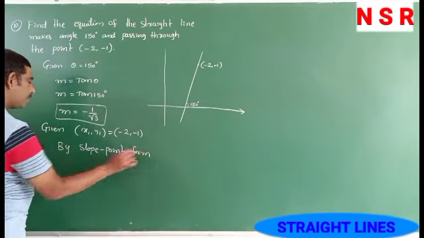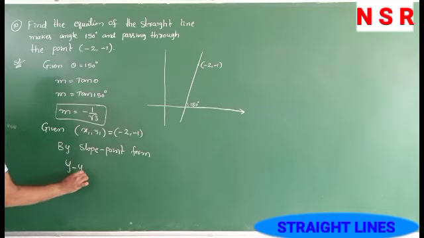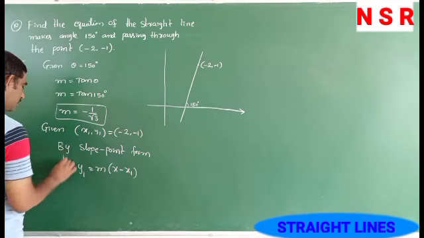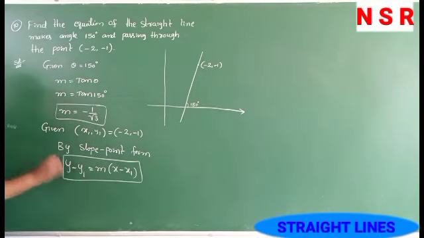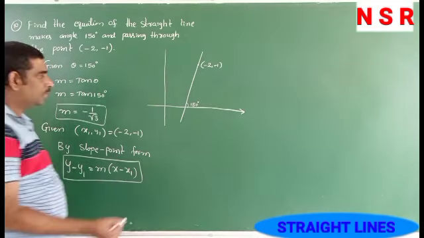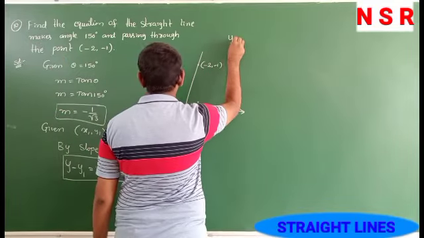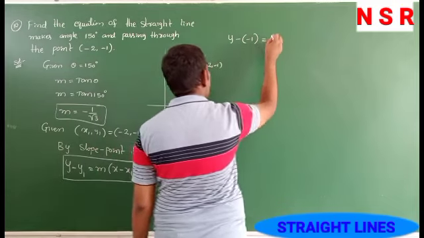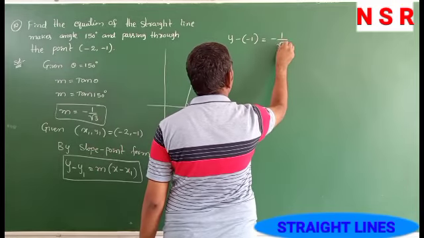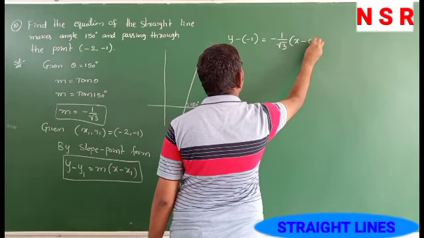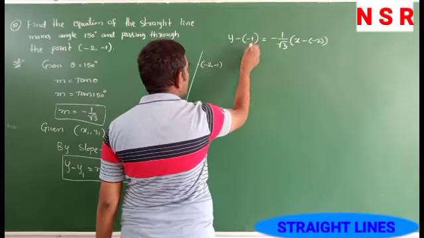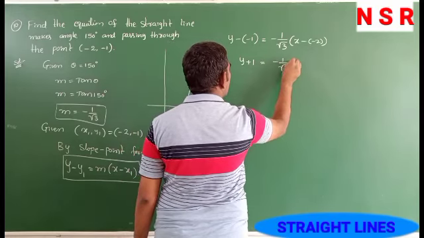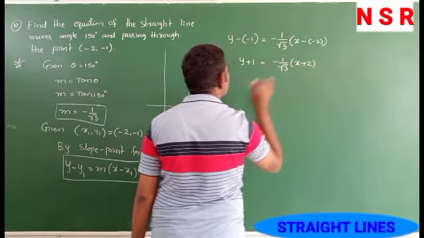So, what is slope point form? y minus y1 equal to m into x minus x1. Now, in this form substitute the m value, x1 and y1 values. Now we get y minus 1 equal to m, which is minus 1 by root 3, into x minus of minus 2, so minus into minus plus, y minus 1 equals minus 1 by root 3 into x plus 2.